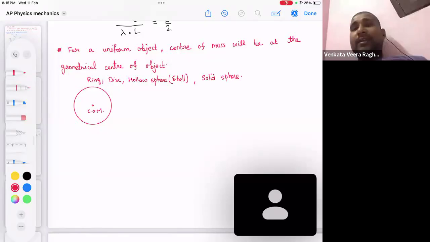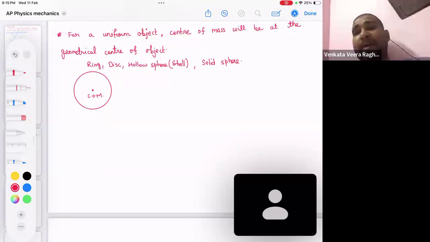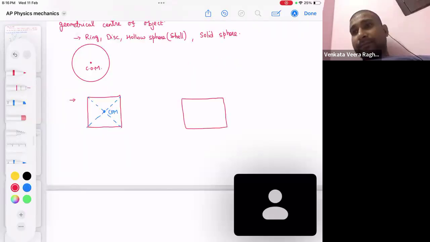For the ring, disk, hollow sphere, solid sphere, the center of mass and geometrical center are the same thing. Next, if it is a square, where will the center of mass come? The center of mass will be at the point of intersection of the square's diagonals. If it is a rectangle, again it will come at the diagonal intersection. Okay, this is the center of mass.